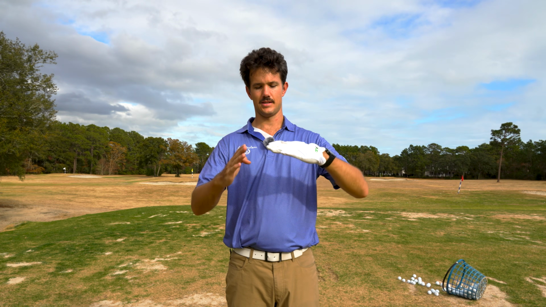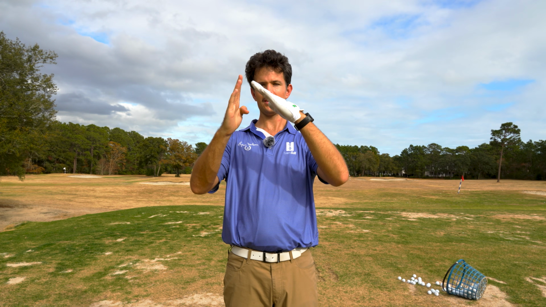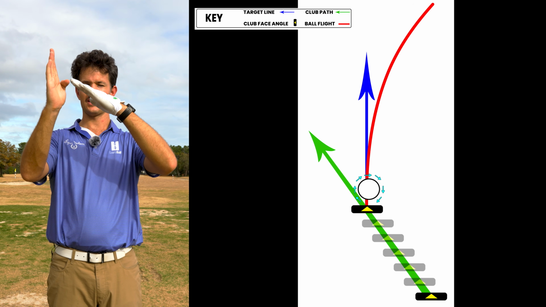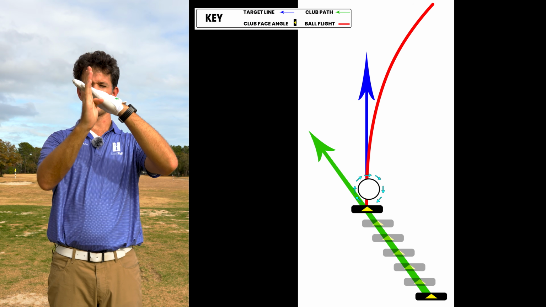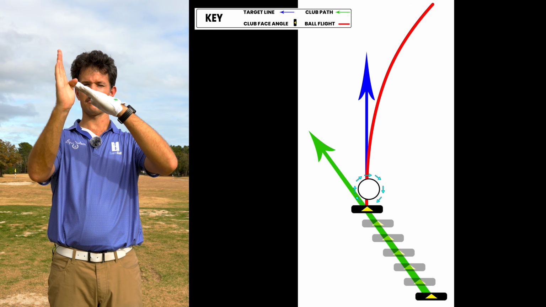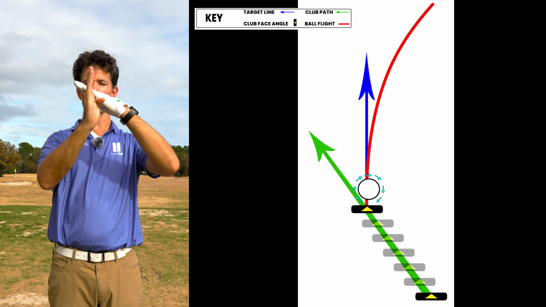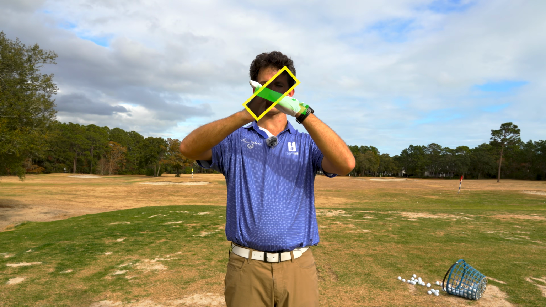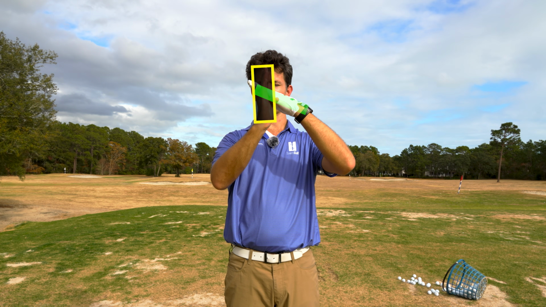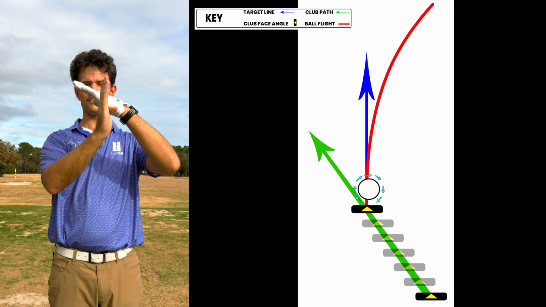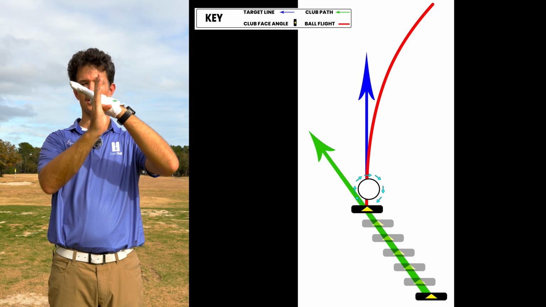On a fade, you have the path out to in, and this is the face staying square, the path is out to in, the club path is moving on that line, but you see the face is square to the target, but it's open to the path. This will be face closed to the path, this is face open to the path. That ball will start straight and curve right, causing a fade.